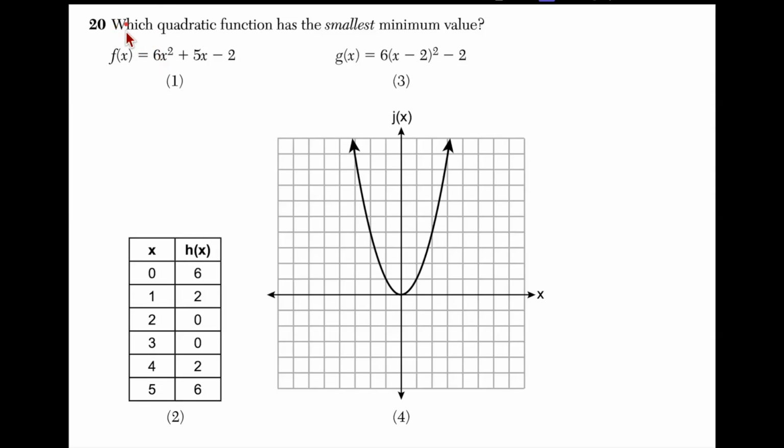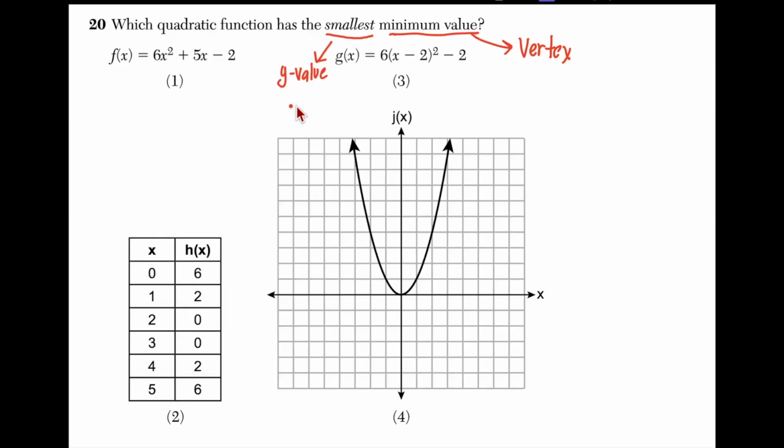Okay, now a lot of questions on the Regents like to have us compare functions in different types. So this question here asks us which quadratic function has the smallest minimum value. Now, the first thing that I should be thinking is where do I find the minimum or the maximum value for a quadratic function? We always find that at the vertex. Okay, so what I'm tasked with doing here is figuring out what is the vertex for each of these quadratic functions. And then when they're talking about the smallest or the largest, we're really focusing on just the y value of our vertex.